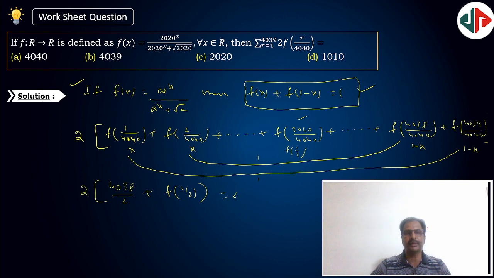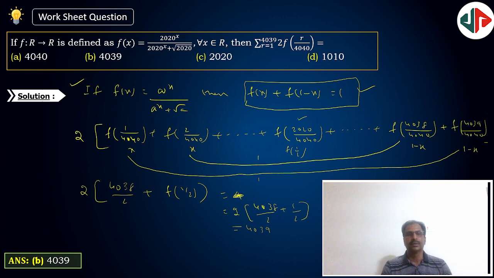If you find f of 1 by 2, what is 4038 by 2? Keep it like that. 2 into 4038 by 2 plus what will be f of 1 by 2? If you find f of 1 by 2, you will get 1 by 2. Then after simplification, what you get? 4039 will be the answer. Option B. Find f of 1 by 2 by replacing x with 1 by 2, you will get half. So 2 into 4038 by 2 plus half gives 4039.